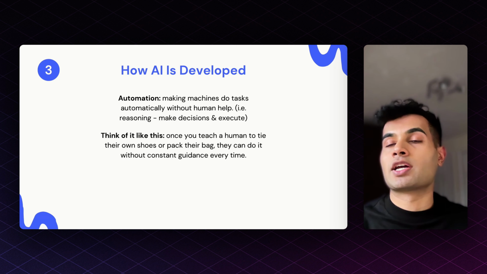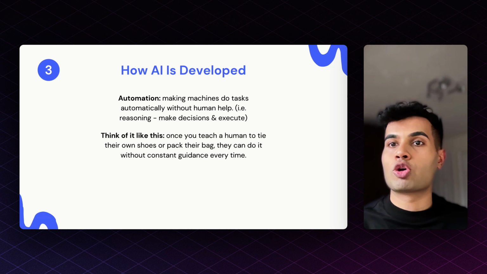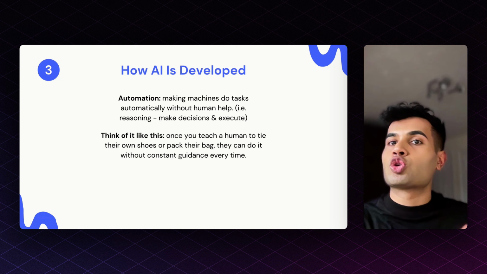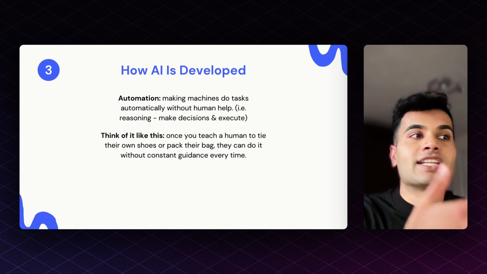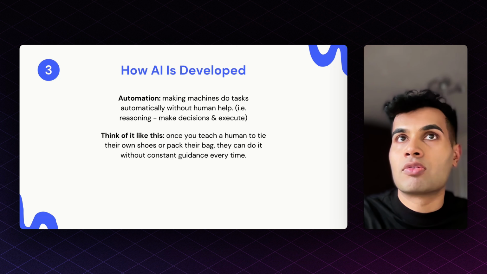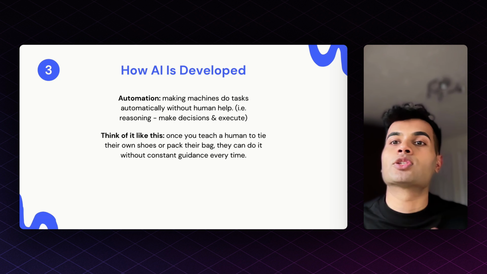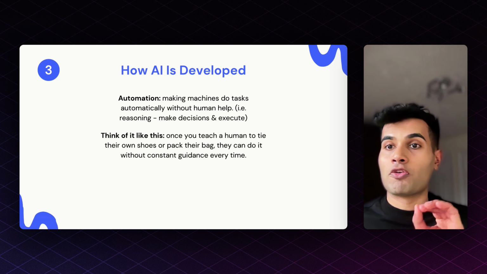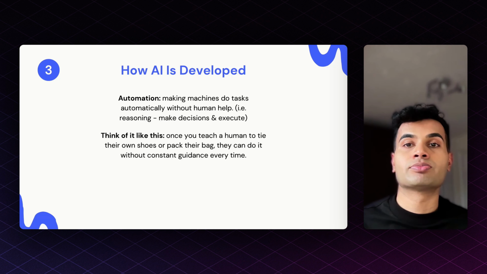The best way to think of it is like this. Think of how we as humans learn to tie our own shoes or pack our bags. We got taught a few times by our parents, but more importantly, we didn't have to get taught every single time. We can now do it without constant guidance. That's what we want AI to do at the final step: can you automate everything that I've taught you?